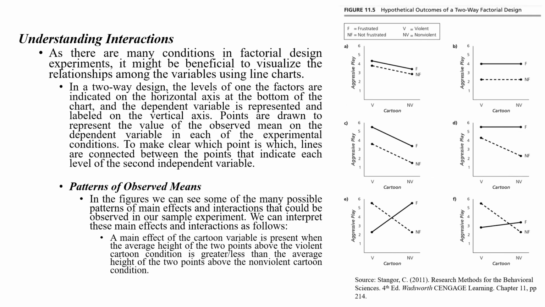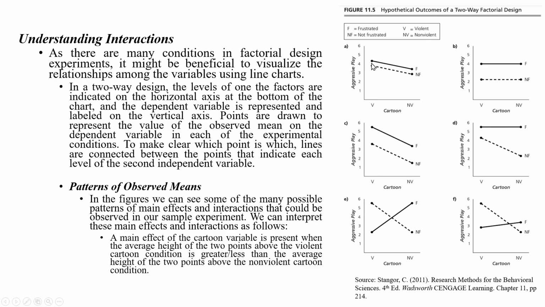Now, let us move on and try and study interactions. Because there are two variables, you can see how the two variables are interacting with each other. Let us try that. As there are many conditions in a factorial design experiment, it might be beneficial to visualize the relationships between the variables using line charts.